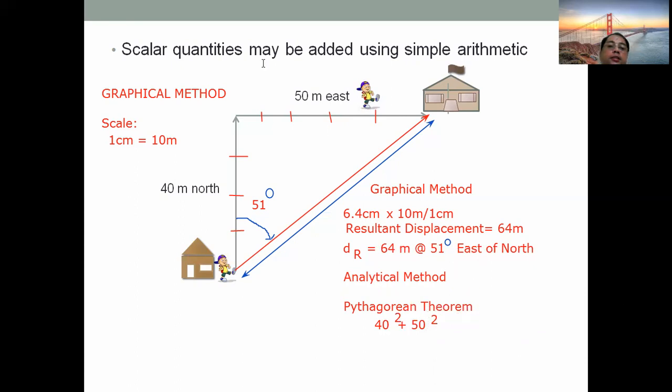Okay, and you extract the square root value there. So you will have an accurate answer. Our graphical method is an estimate, that's the closest estimate, but the Pythagorean theorem will give us the actual answer.